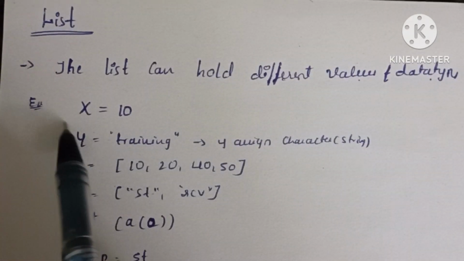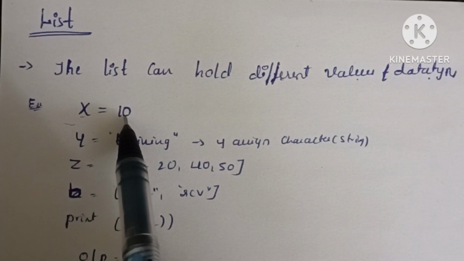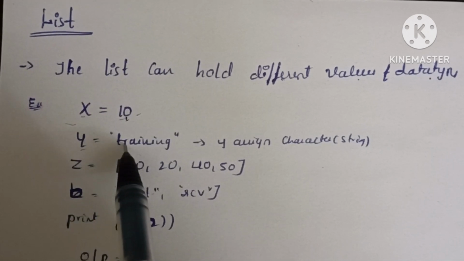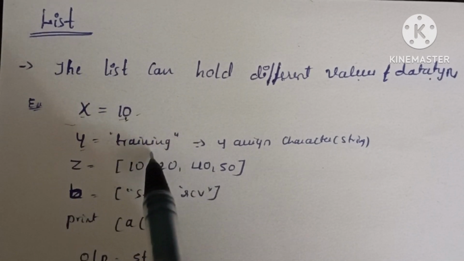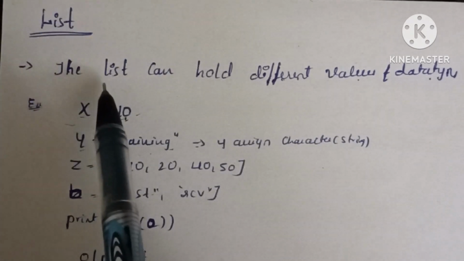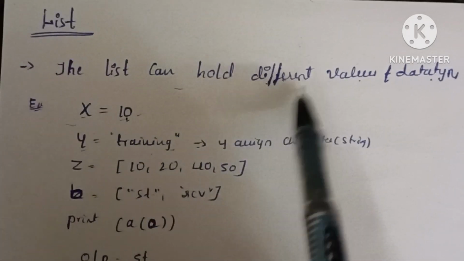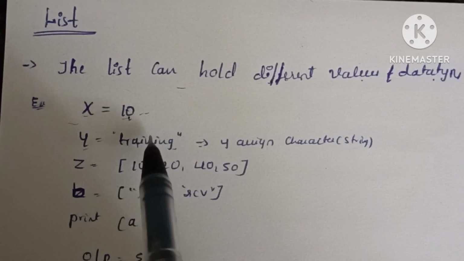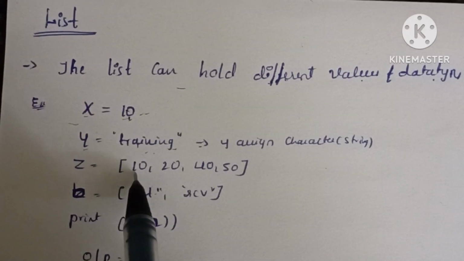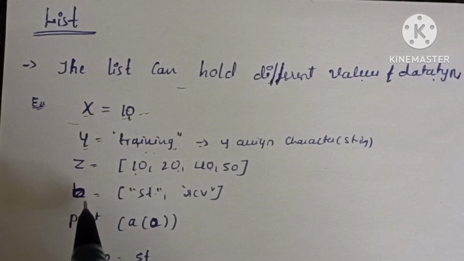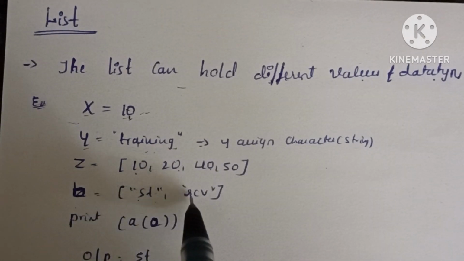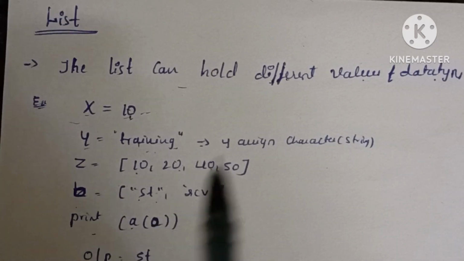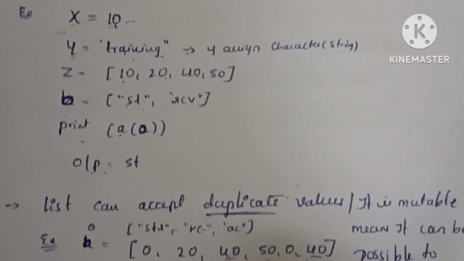For example, I can take x equal to 80, 20, 10. These are different values, like an integer type. y equal to training. This is a string type. So a list can hold different values and data types, like strings and even integers. And z equal to 10, 20, 40, 50, and b equal to string and something rcv. So print a. What is that? The output is a string.